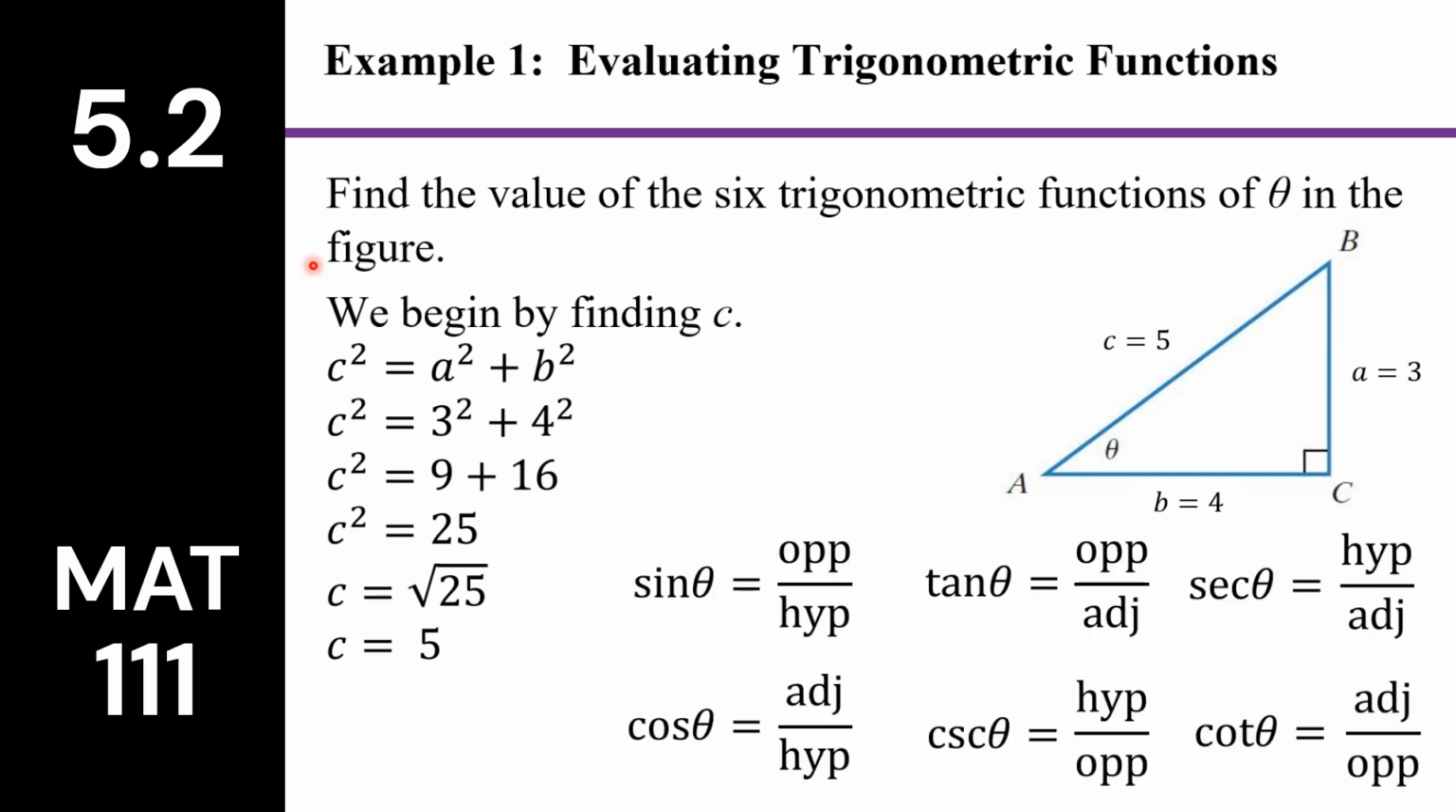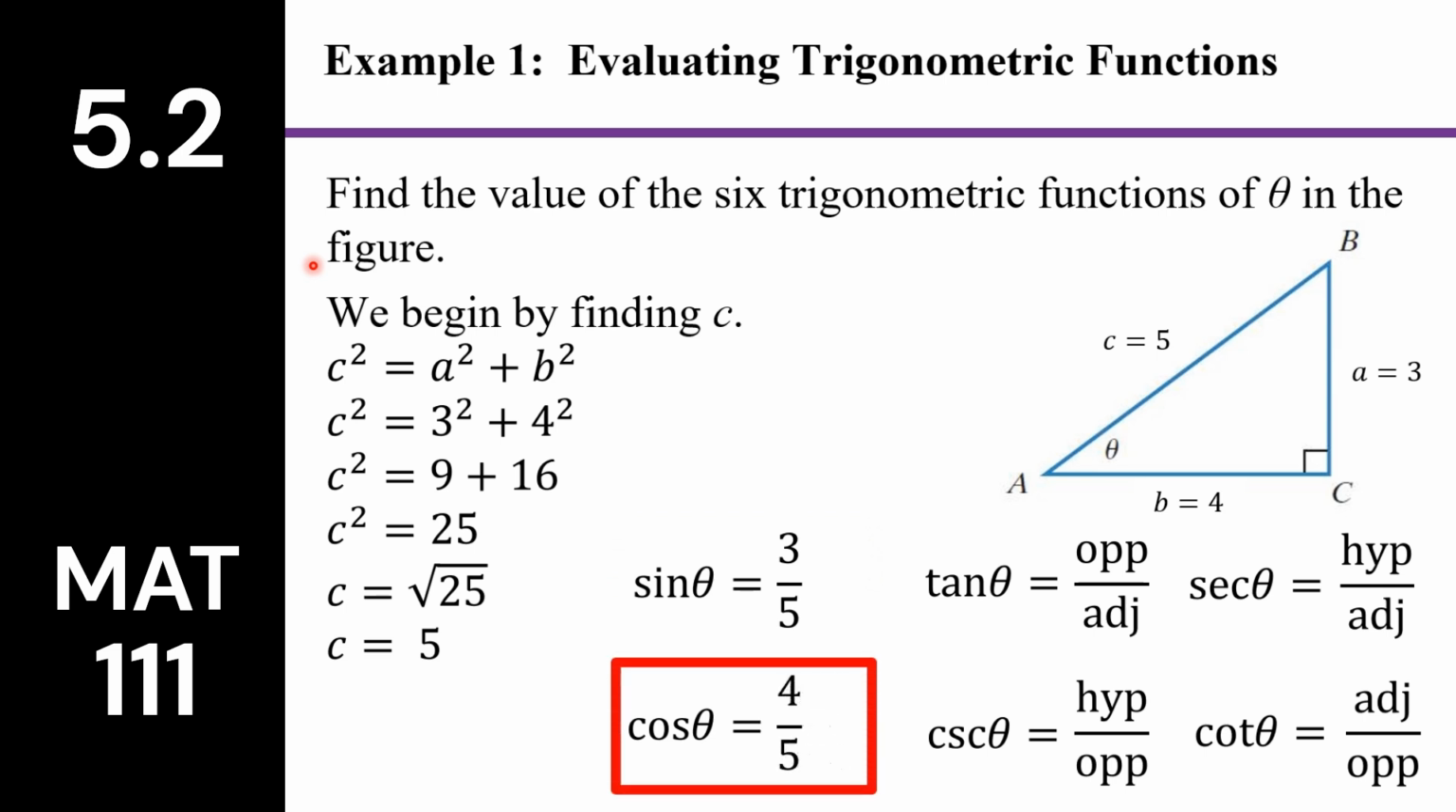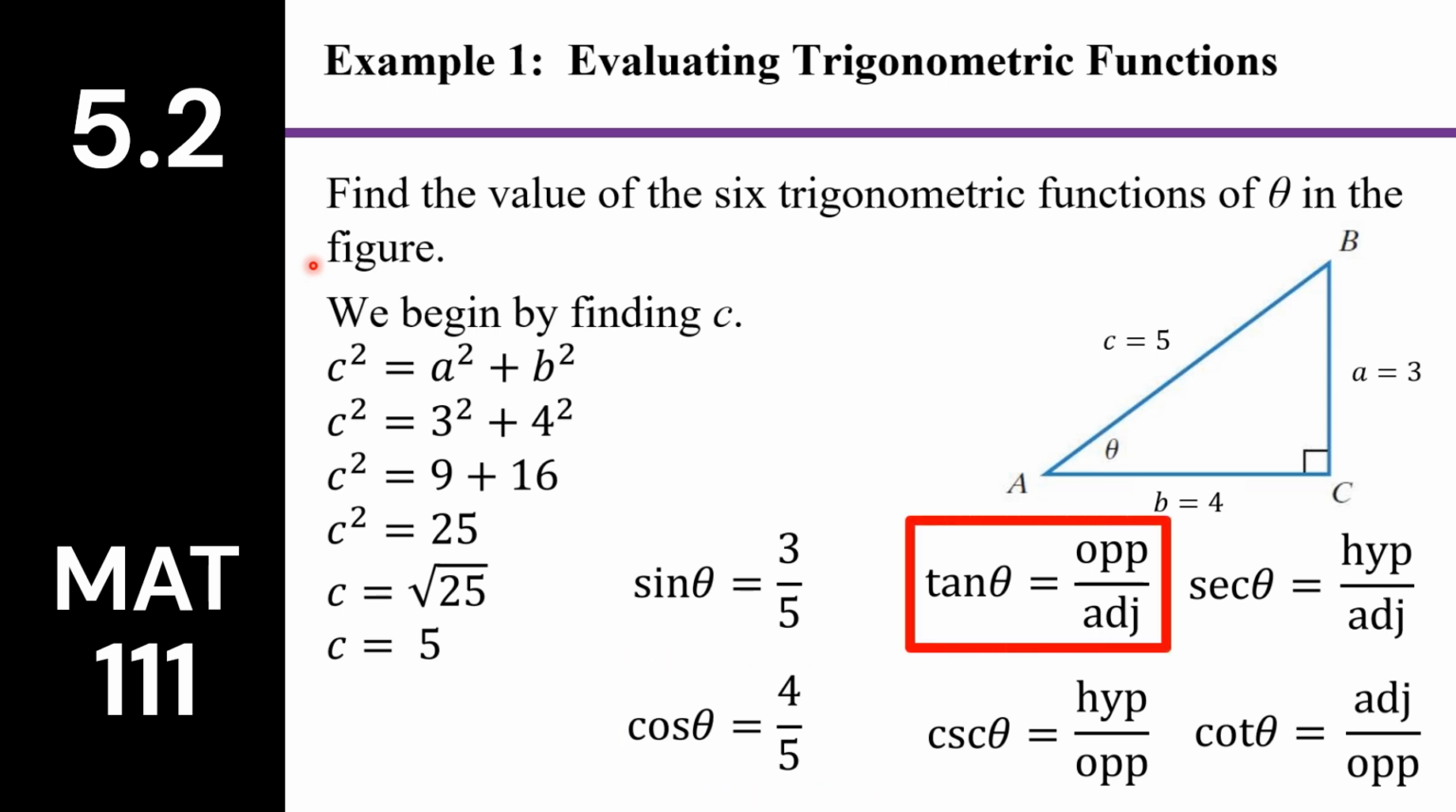Now we want to find the 6 trig values. Starting with sine, it's the opposite over the hypotenuse. The side opposite theta is 3, and the hypotenuse is 5, so the sine of theta is 3/5. The cosine is the adjacent over the hypotenuse, so that's 4 over 5, that's 4/5. Tangent is opposite over adjacent, so from theta's perspective, the opposite is 3, the adjacent is 4, so we get 3/4.